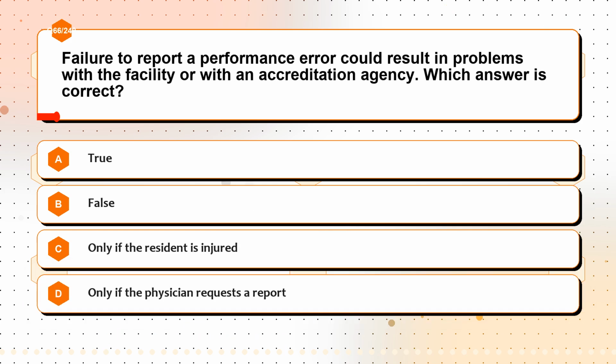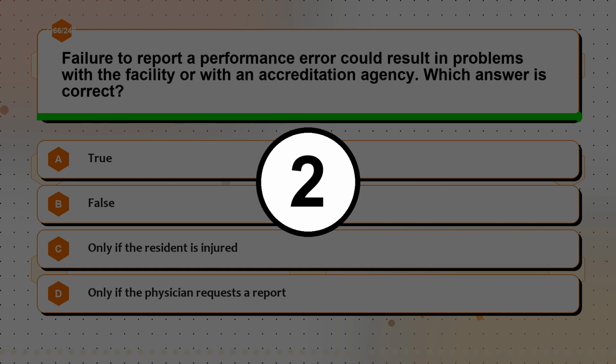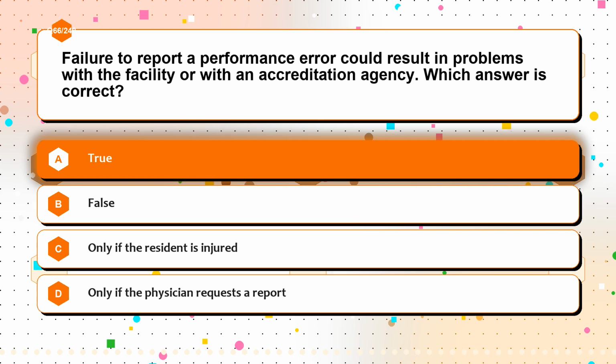Question 66. Failure to report a performance error could result in problems with the facility or with an accreditation agency. Which answer is correct? Here are the options. Option A, true. Option B, false. Option C, only if the resident is injured. Option D, only if the physician requests a report. The correct answer is option A, true.